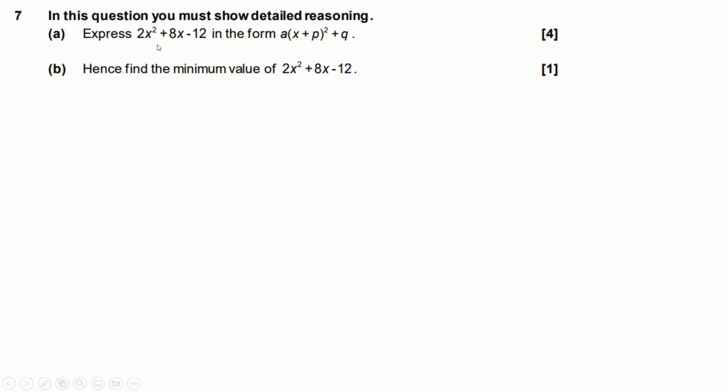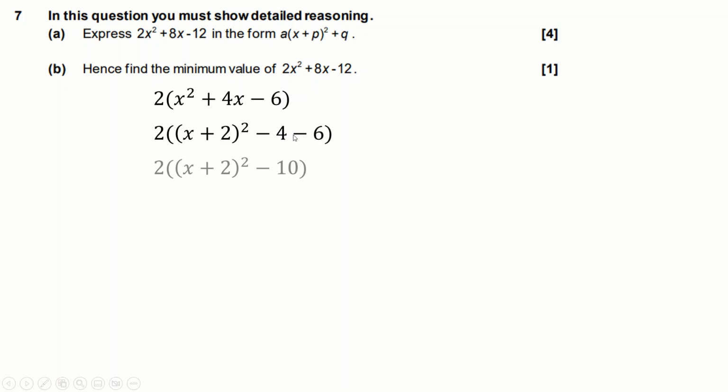Good, number 7. So factorize out a 2 from all of these things. Completing the square with a 2 here is not fun, so now just complete the square on this bit, which is going to be x plus 2 all squared, and then minus 2 squared, which is minus 4. This becomes a minus 10, and then times everything by 2 to get 2 and 20.